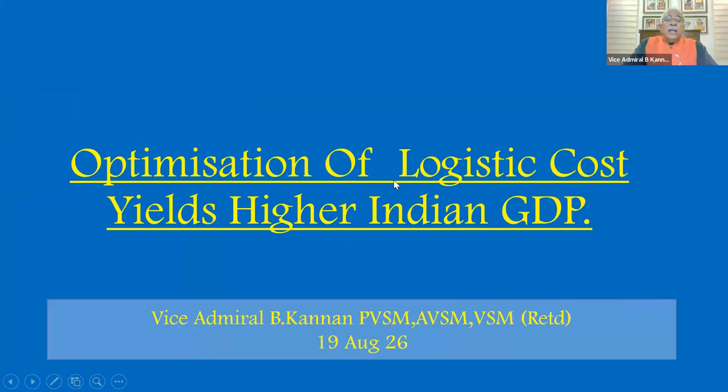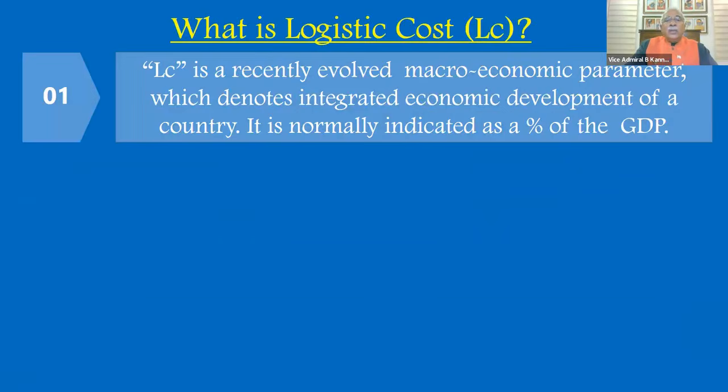Okay, right. So I've given the title, how was this logistic cost optimized? Because it's not one single parameter by which you can reduce it. There are 2-3 factors which have to be considered. I will go ahead and explain what is logistic cost first, and then see how is it measured and where is India standing now in the global arena.